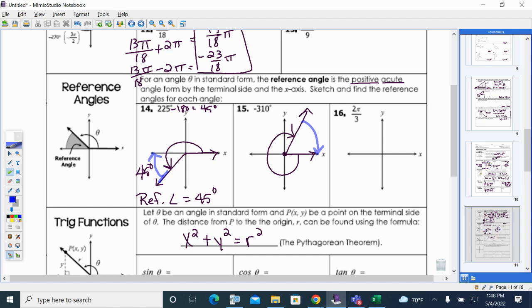So a lot of what we do in this particular lesson is just going to be some common sense. So the answer here is going to be positive. And if you subtract and you end up with a negative, just change it to a positive. I need to take that would actually end up being a whole rotation there, which I know is 360 degrees. So if I take 360 minus the 310, that leaves me 50 degrees. So my reference angle is 50 degrees.